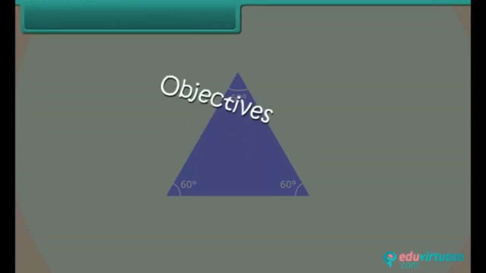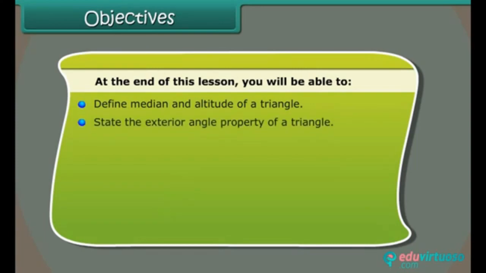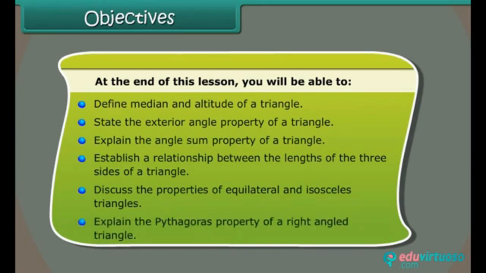Objectives. At the end of this lesson, you'll be able to define median and altitude of a triangle, state the exterior angle property of a triangle, explain the angle sum property of a triangle, establish a relationship between the lengths of the three sides of a triangle, discuss the properties of equilateral and isosceles triangles, explain the Pythagoras property of a right-angled triangle.